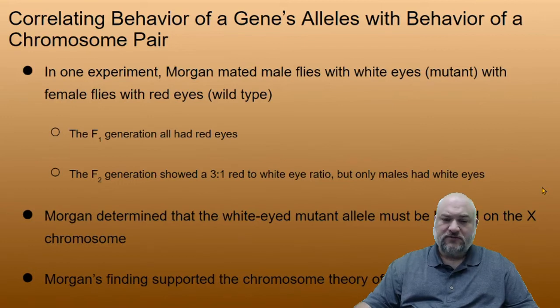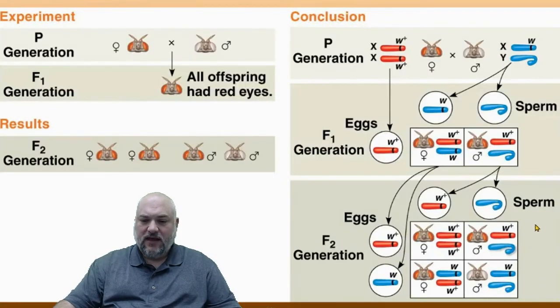Morgan's findings supported the chromosome theory of inheritance. And here, you can pause the video and just work your way through this chart and see how this lines up with what he discovered.